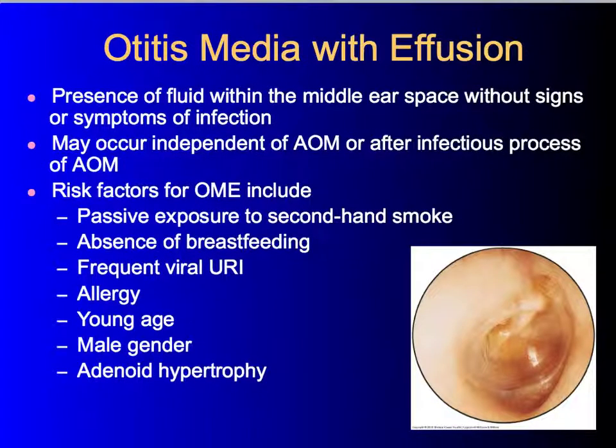This slide is talking about otitis media with effusion. It is a presence of fluid within the middle ear space without signs or symptoms of infection. It can occur independently of AOM or after an infectious process of AOM. The risk factors for OME include passive exposure to secondhand smoke, absence of breastfeeding, frequent viral upper respiratory infections, allergies, a young age, male gender, and adenoid hypertrophy. And on here is a picture from your textbook that shows a tympanic membrane that has OME.